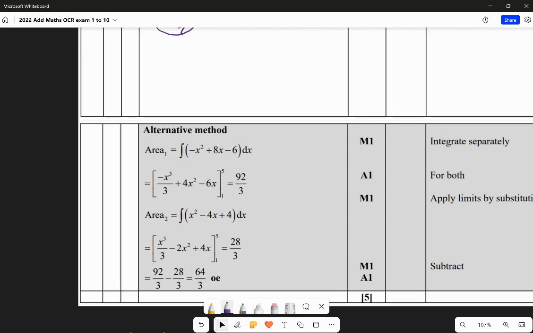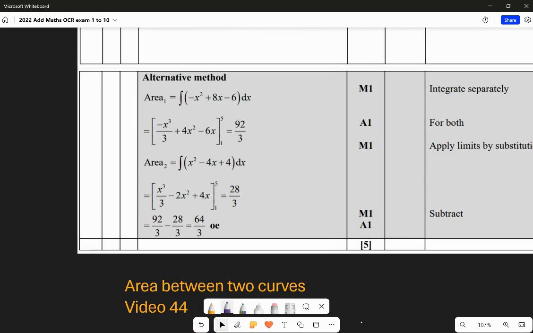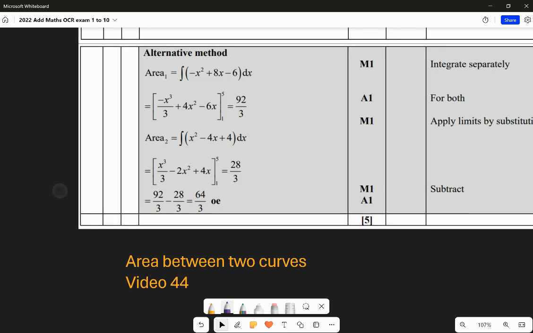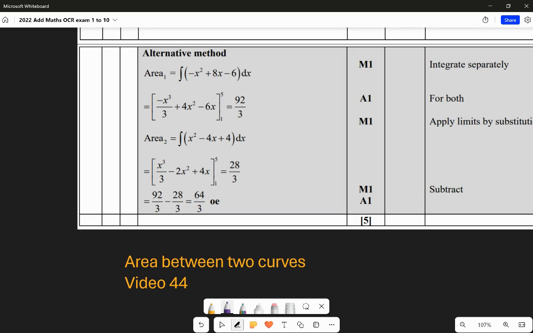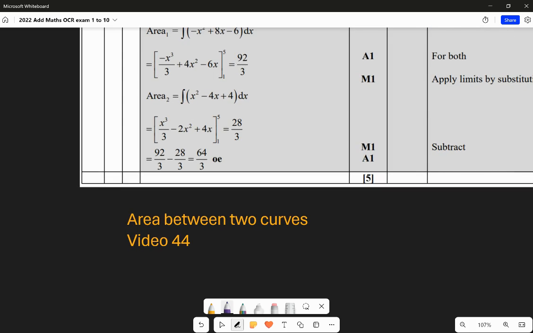And they've got an alternative method, which is finding the area under one of them between 1 and 5, and then finding the area under the other between 1 and 5, and then subtracting them. That is a long way to do it. Lots of different integration and substitution. I would find the difference between the two curves and integrate that. It's a much better way. If you need more practice on this, that's the area between two curves video, which is video 44.